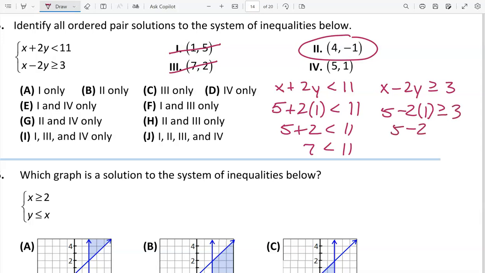That would be 5 minus 2 is greater than or equal to 3, or 3 is greater than or equal to 3. 3 is greater than or equal to 3 because it is equal. It's got to be one or the other. So it's a solution to both inequalities. Therefore, Roman numeral 2 and 4 are solutions, so choice G.